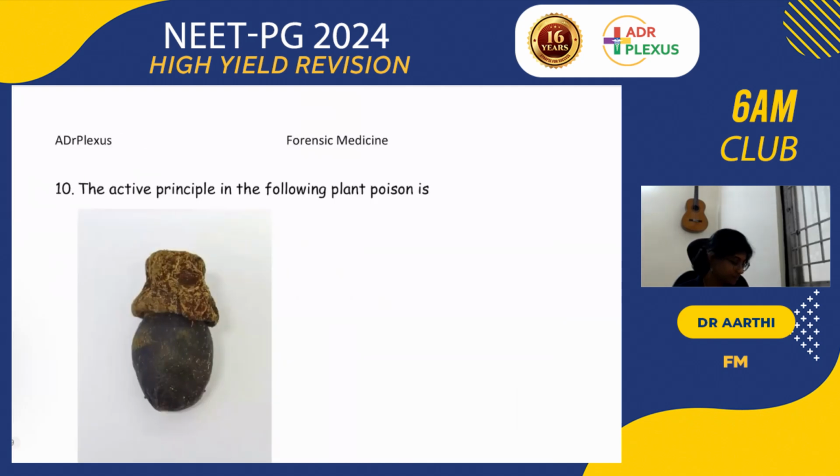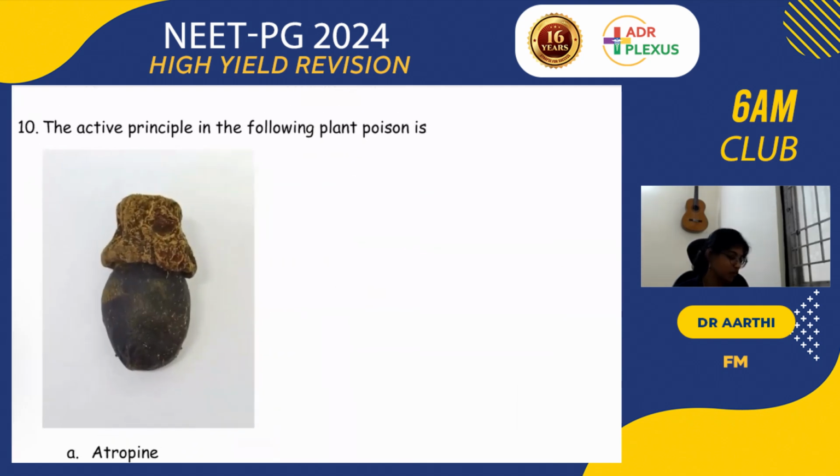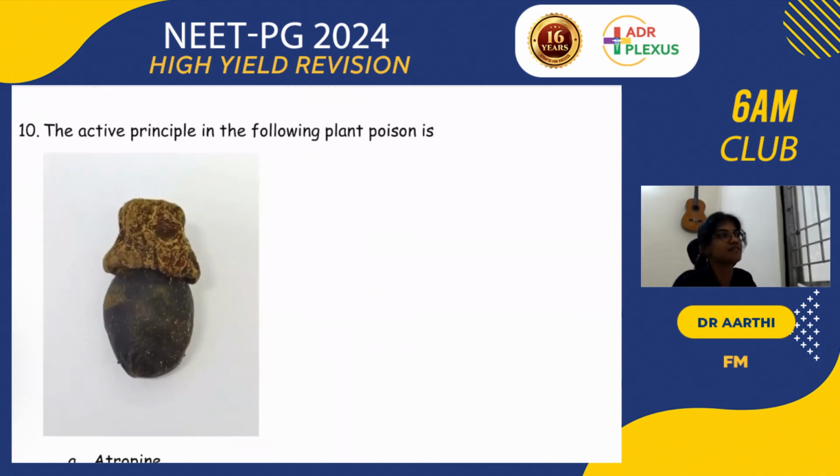Okay. Active principle. What is this poison first? Identify the plant. What is this? Can you identify this plant? Yes, Semecarpus. Okay, so Semecarpus anacardium. See, Abrus precatorius is the one with red and small seeds. Yeah, this is Semecarpus anacardium or marking nut. Active principle.